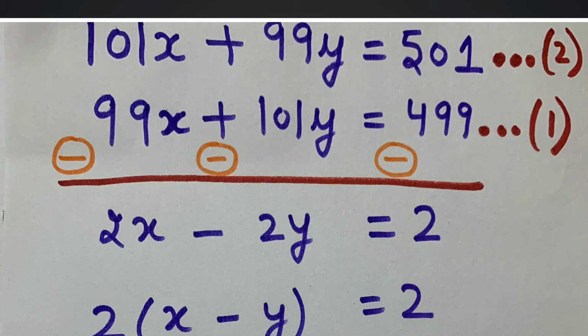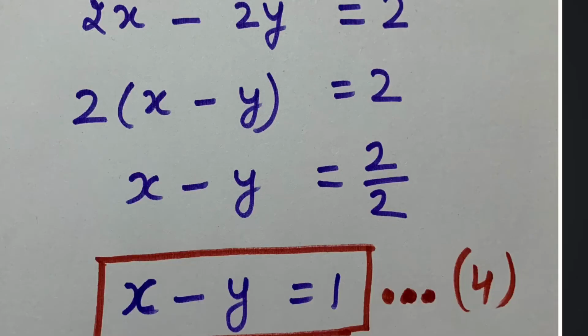After this children, in next step I will take 2 common from left hand side. Inside the bracket I am left with x minus y. On the right hand side 2 as it is. After this children, 2 from left hand side will be shifted to right hand side and will be converted into division. So I will get x minus y is equal to 2 divided by 2 will be 1. So equation number 4 is x minus y is equal to 1. This is equation number 4.